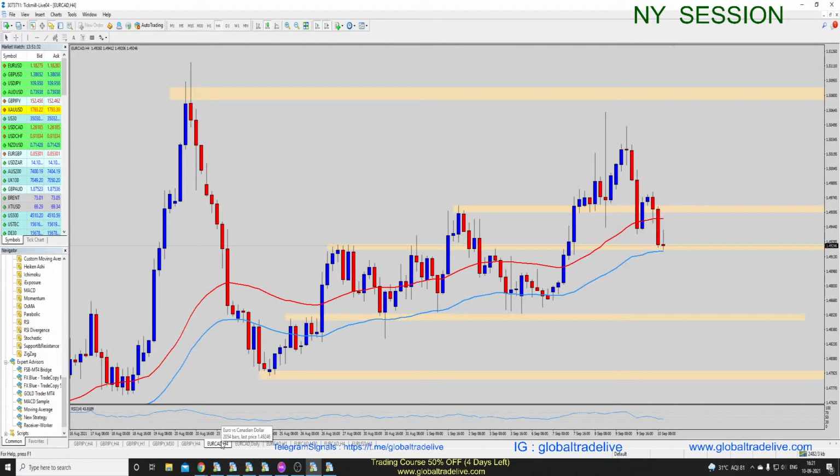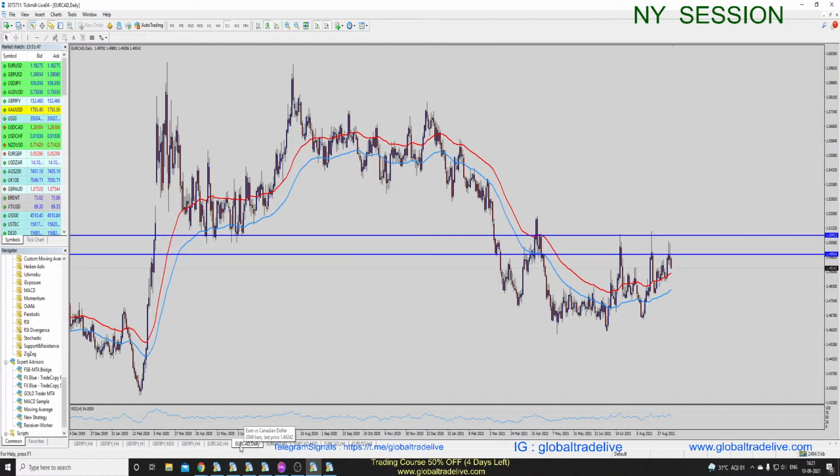So this is Euro CAD. Euro CAD just went all the way down to this level over here. Now going beyond this level is kind of a difficult thing. But let's see how Euro CAD will be going.